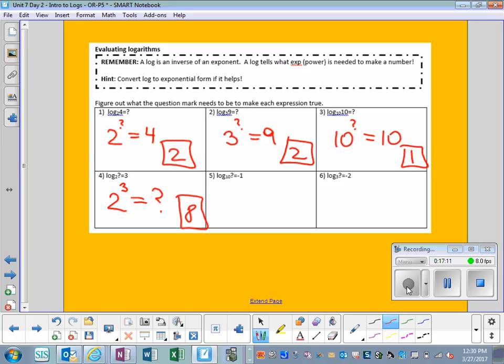Questions? So number 5. Let's do number 5 also together. Again, I have the log form here. So I will convert it to exponential form first. What is my base? 10. What is my exponent? Negative 1 equals question mark.